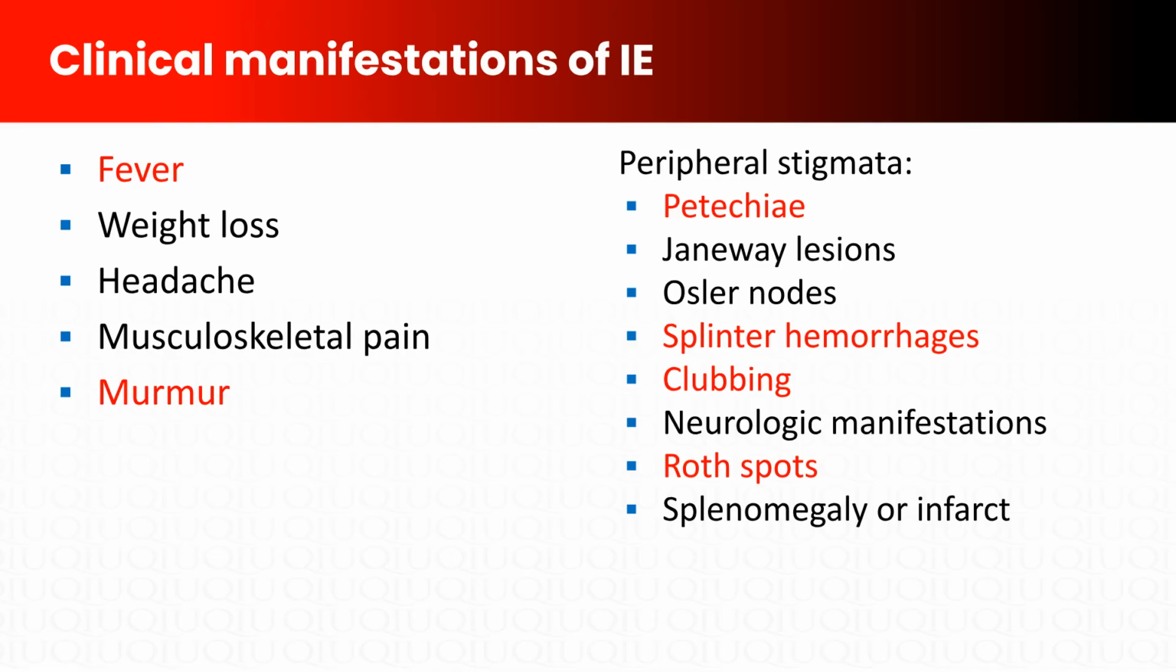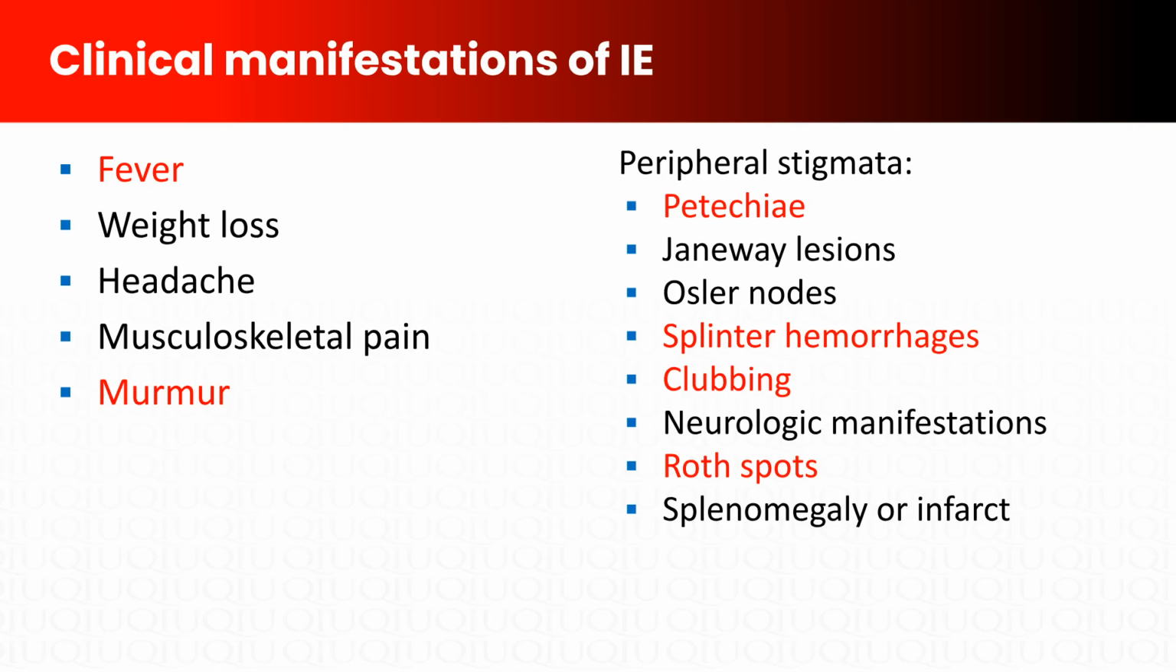Now let's explore how infective endocarditis presents clinically. The manifestations result directly from the pathogenesis we just studied. Systemic symptoms reflect ongoing infection and inflammation. Fever is the most common presenting symptom, present in about 80 to 90% of cases. It's usually low-grade but persistent. Weight loss occurs due to chronic infection and increased metabolic demands. Headache can result from fever, emboli, or immune complex deposition. Musculoskeletal pain affects joints and muscles, often mimicking arthritis.